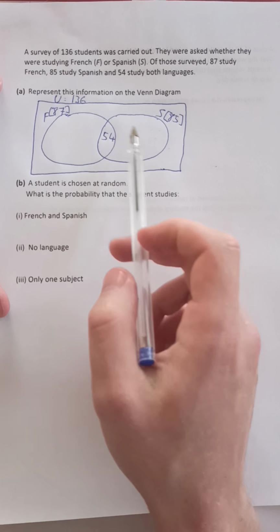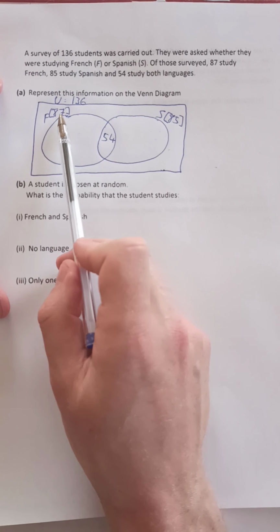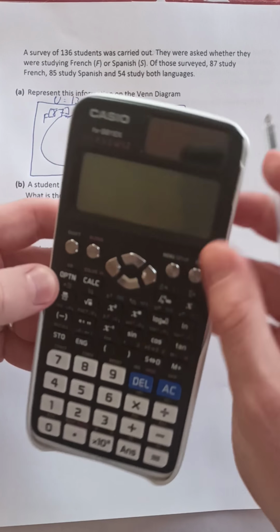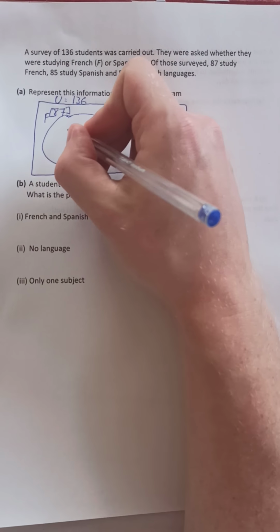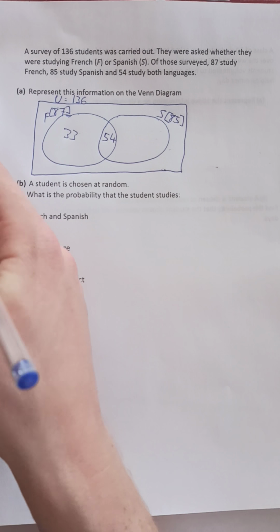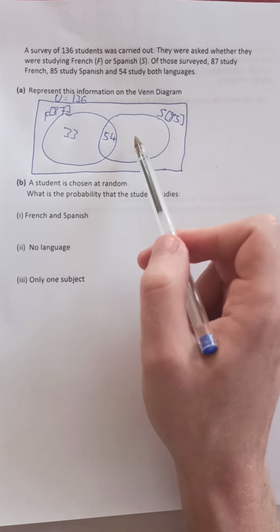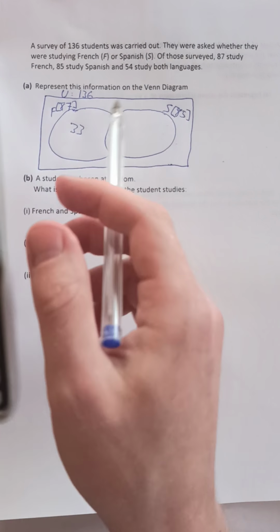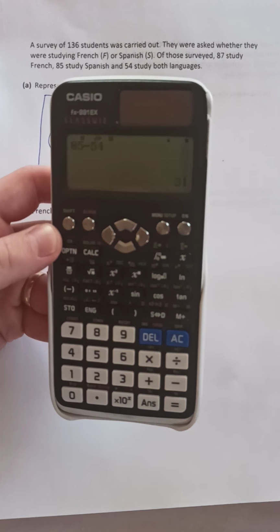Now, we need to fill in these empty bits here. We know that all of this adds up to 87, so let's do 87 minus 54, that gets us 33. For here, now, I'm going to do the exact same thing. So 85 minus 54 for here. And we have 31.